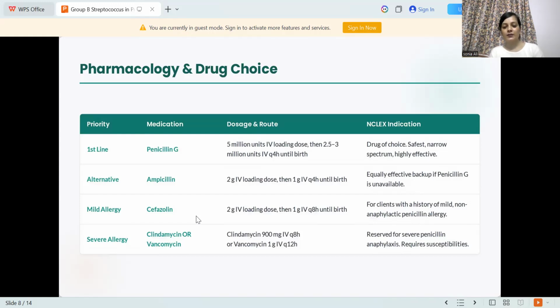Clindamycin is given 900 mg IV every 8 hours, or vancomycin is given 1 gram IV every 12 hours. The indication is reserved for severe penicillin anaphylaxis or when susceptibility testing requires it.